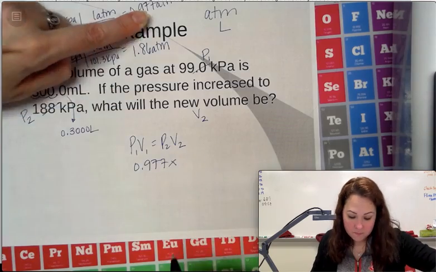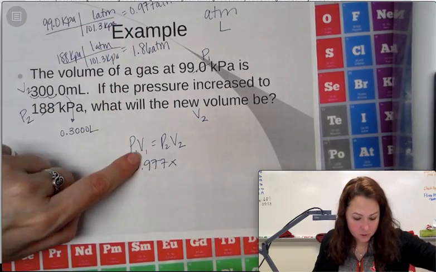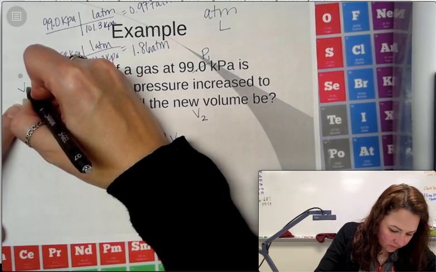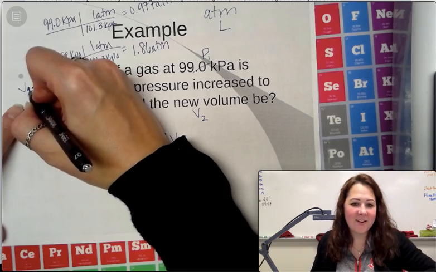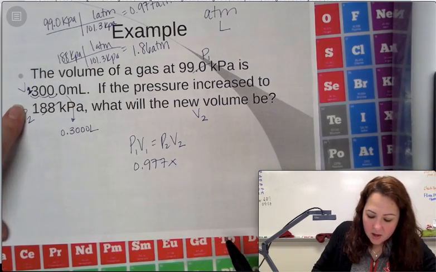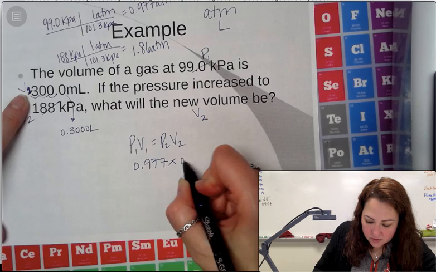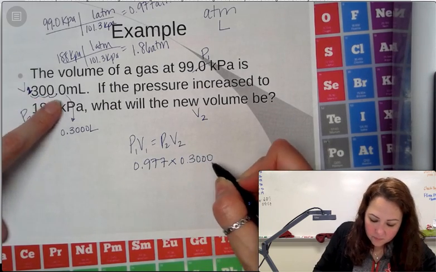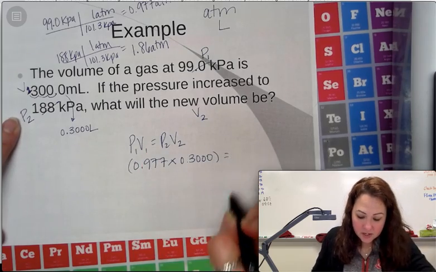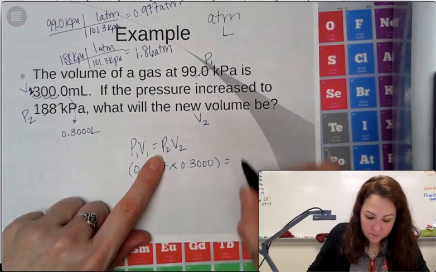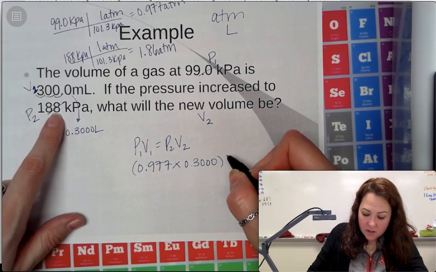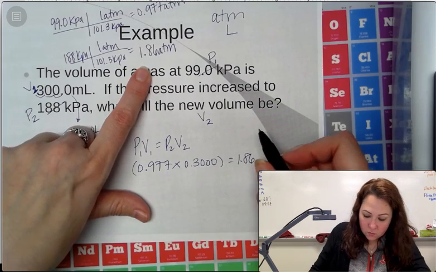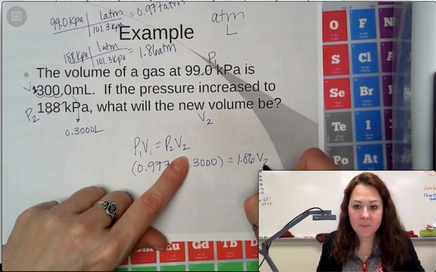My V1 is my initial, oh, I wrote that down wrong. Sorry. I realized that I wrote down a number 2. That should be a number 1. V1 is 0.3000, 1, 2, 3, yep, okay, is equal to P2, that's my new pressure, so 188 kPa became 1.86 ATM, times V2, which is what I'm solving for.